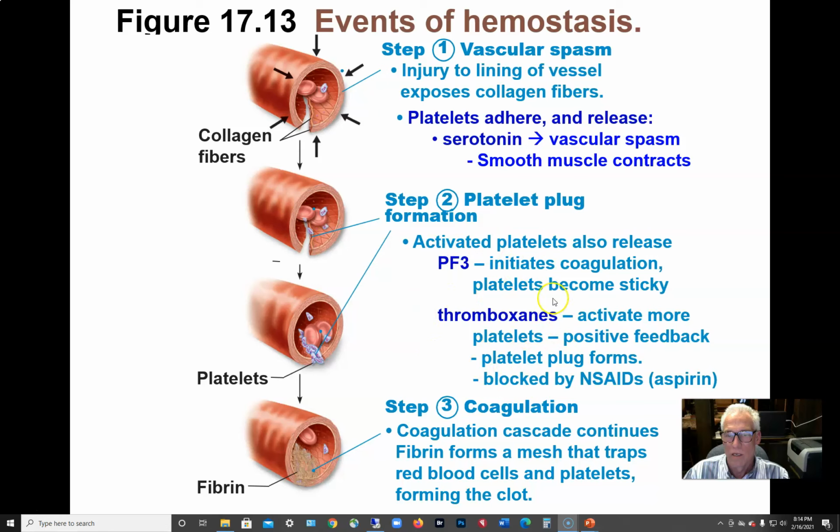Thromboxanes are short-lived lipid mediators that cause new platelets to come floating by to be activated, get sticky, release their granules, and they join in and stick to this growing plug of platelets on the tear in the blood vessel. And this keeps happening and happening until we plug up that opening by just a mass of sticky activated platelets. Platelet factor 3, which is also part of the platelet granule composition, activates coagulation. It starts to make the blood clot too, besides making the cells sticky.